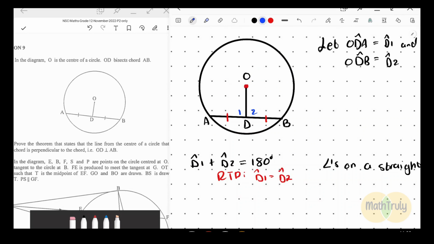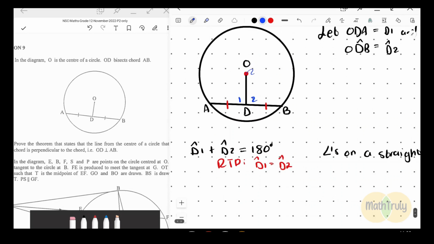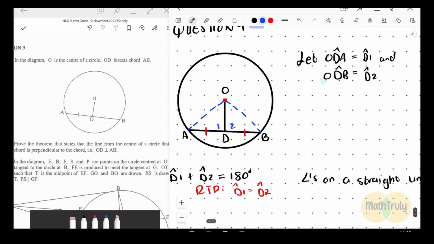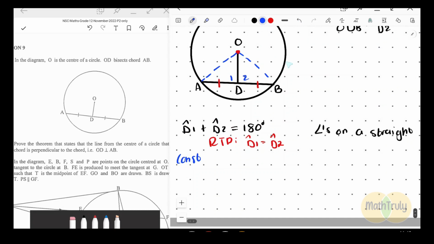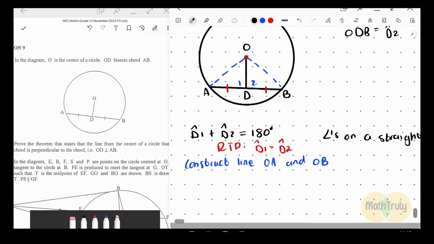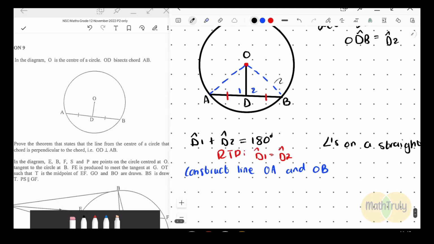First of all, we're going to construct the line OA. So I'm going to join that, and I'm going to join OB. You must also make sure to tell them any constructions that you have made. So I'm going to say here: construct lines OA and OB. Now that these lines have been constructed, let us prove that these triangles are congruent, and so it would mean that all their corresponding angles and sides would also be equal.